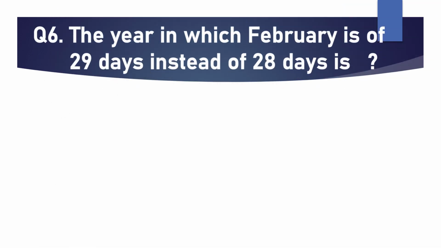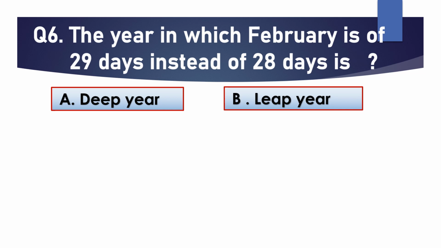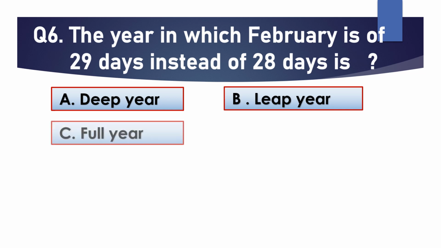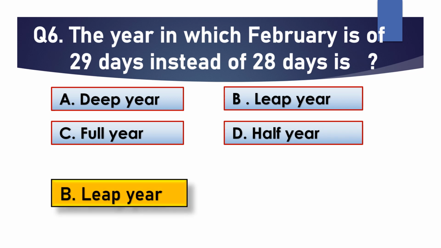Question number 6. The year in which February is of 29 days instead of 28 days is option A. Deep year, B. Leap year, C. Full year, or D. Half year. Yes, it is B. Leap year.